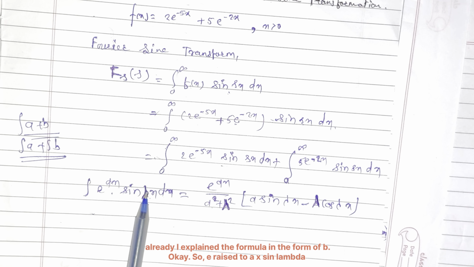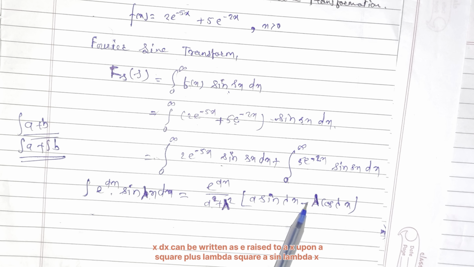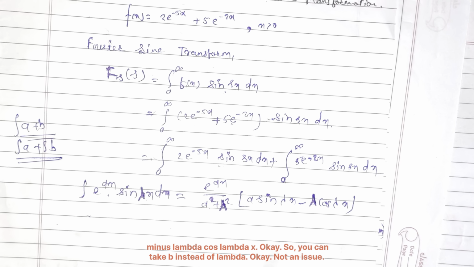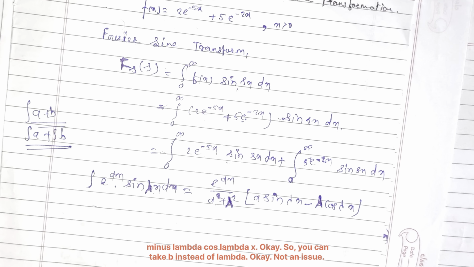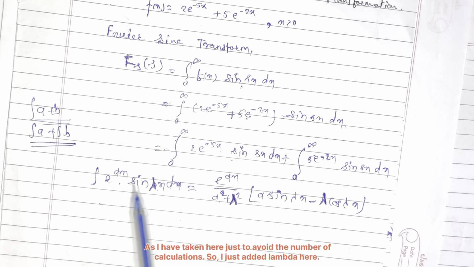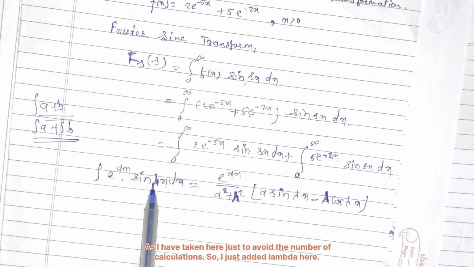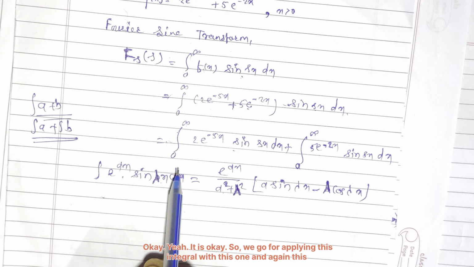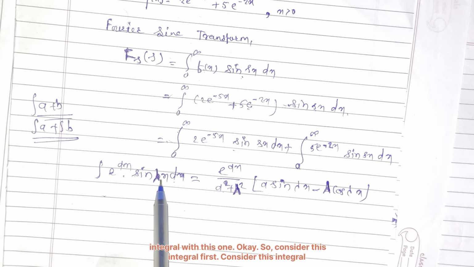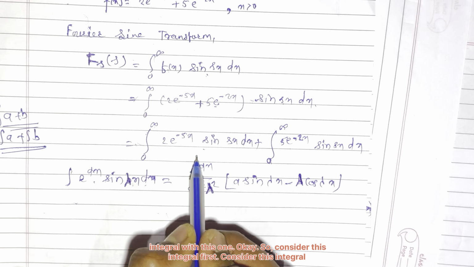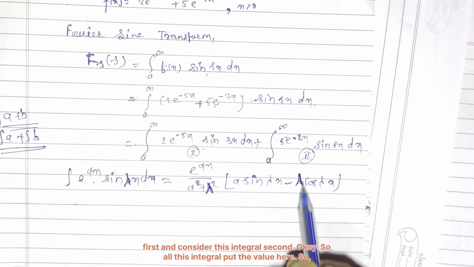So e^x sin(λx) dx can be written as e^x upon a² + λ², a sin(λx) minus λ cos(λx). You can take b instead of lambda also, not an issue. I have taken lambda here just to avoid the number of calculations. So we go for applying this formula to this integral, and again to this integral. Consider this integral first and this integral second.